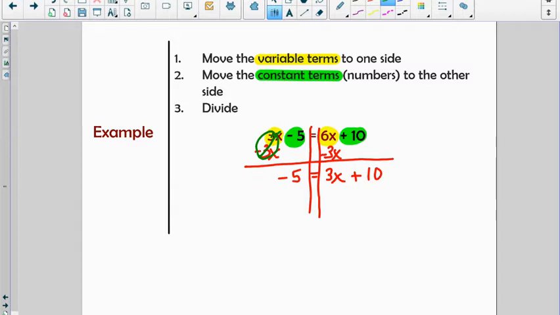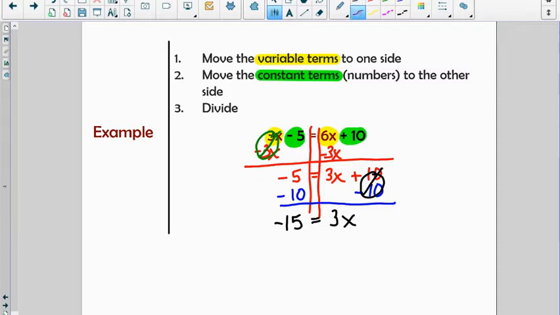So step 2 says to move the constant terms or the numbers to the other side. Since we moved the variable term to the right, we want to take that constant term of positive 10 and move it to the other side using inverse operations. So to undo or reverse a plus 10, we minus 10. 10 minus 10 is 0, and we simplify the rest of the equation. We get -15 equals 3x.